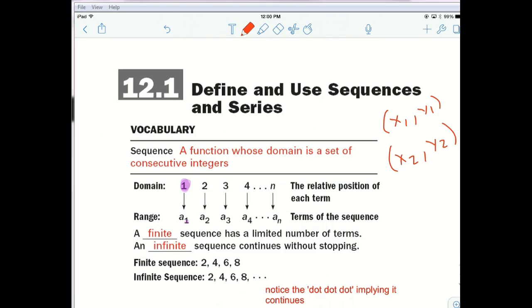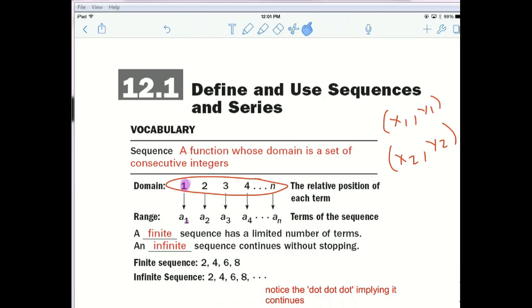All right, well, our input now is just going to be 1, 2, 3, 4, 5, 6, 7. It's the term. Like, which term is it? The first term? Is it the 10th term? Is it the 100th term? And then the range is just, okay, well, whatever that is, it's A sub 1 if it's the first term. If we want the 100th term, I would say A sub 100.